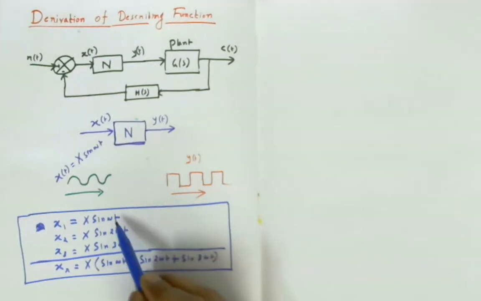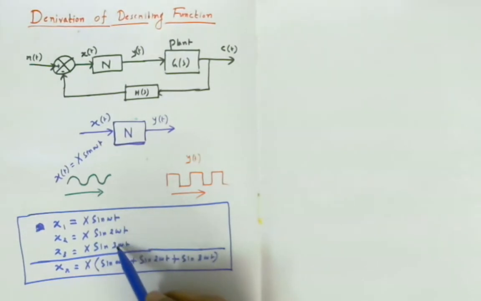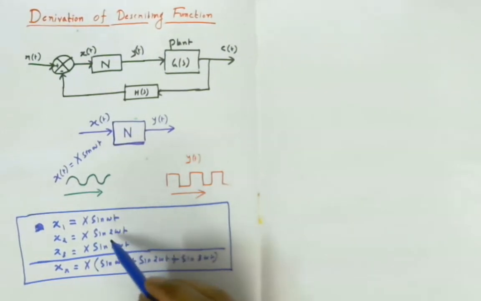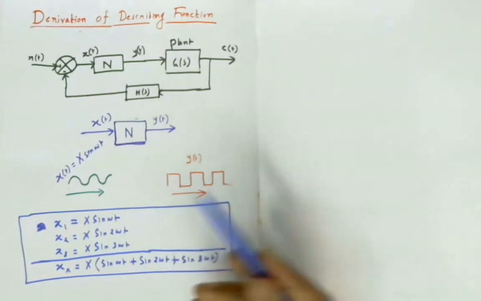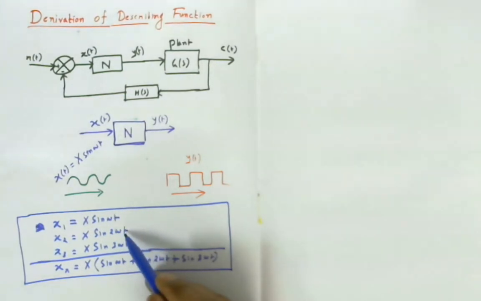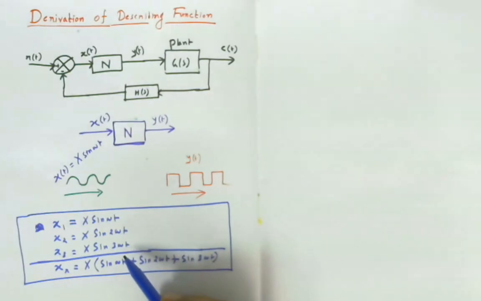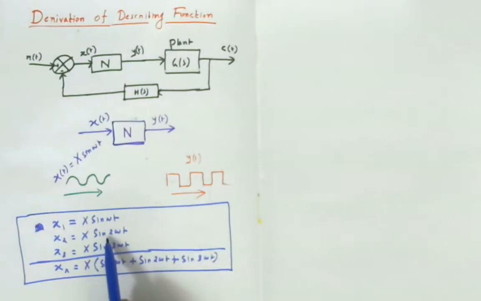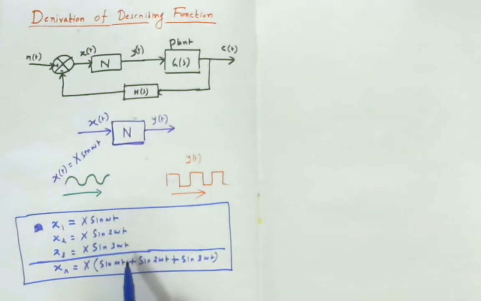Initially the frequency was omega, then the frequency is doubled, then the frequency is tripled. So if I add three different frequencies with the same amplitude, what will happen? What is the result of the waveform? If you draw each waveform individually, this is a sinusoidal waveform, this is also sinusoidal, this is also sinusoidal. The only difference is that the frequency is changed. But what will happen if I add these three waveforms?